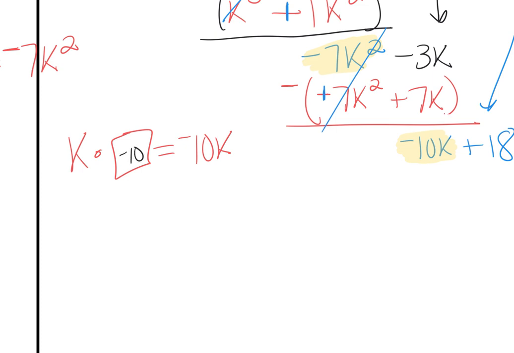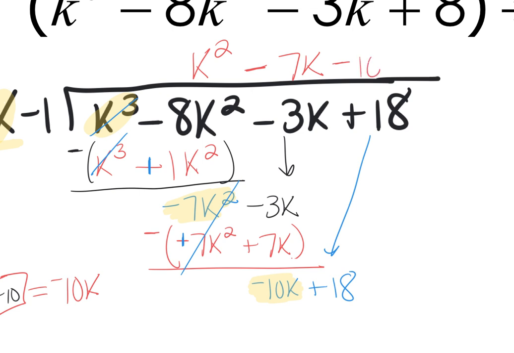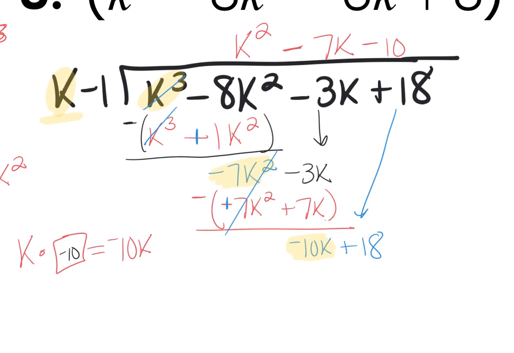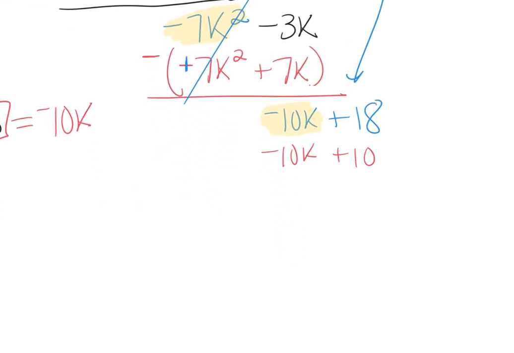Yes, that's the last thing to put up at the top. Well, almost the last thing. Negative 10. Now I multiply. I'm going to do negative 10 times k. That's negative 10k. We've got negative 10 times negative 1. Negative times a negative, that's going to be positive 10.